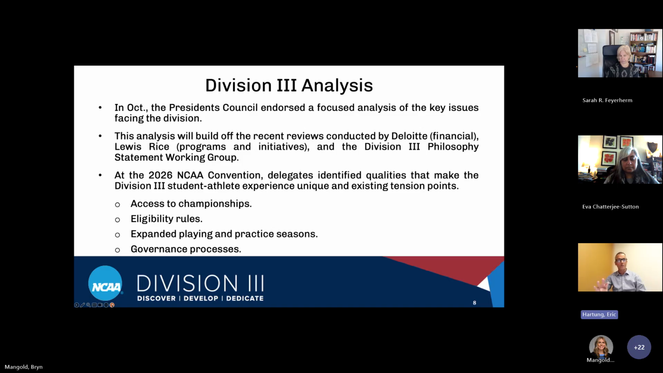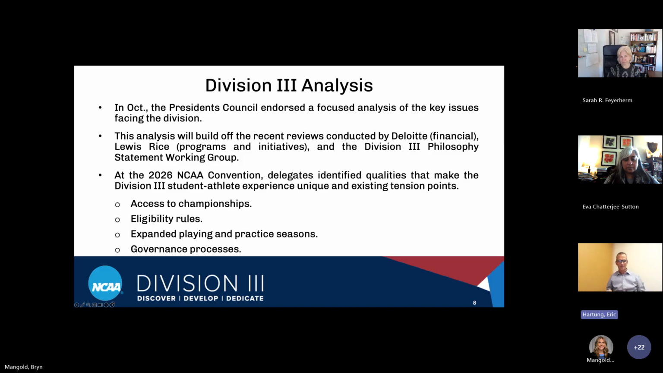experience. The fourth one is the governance process, and that's the way in which legislation and other policies are made at the national level. And there was a call for this process to be nimbler, more transparent. Clear oversight and communication is needed, and greater presidential involvement. It says clearly in our philosophy statement that the presidents and chancellors of our institutions are the ultimate authority in the division, and some believe that we need greater presidential involvement now, considering what is happening in higher education and intercollegiate athletics.